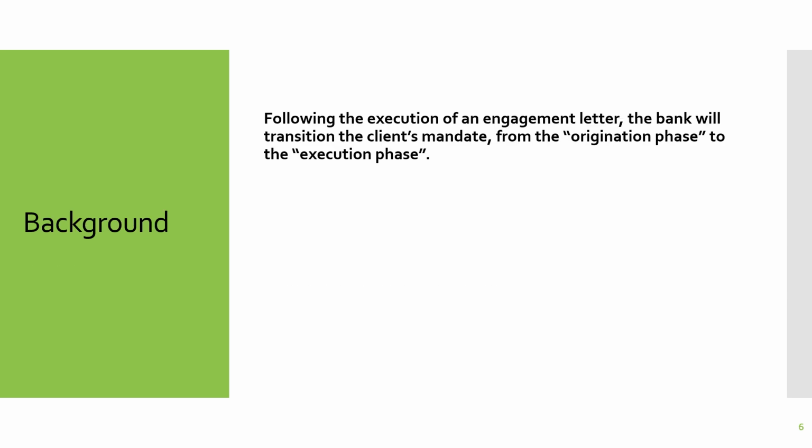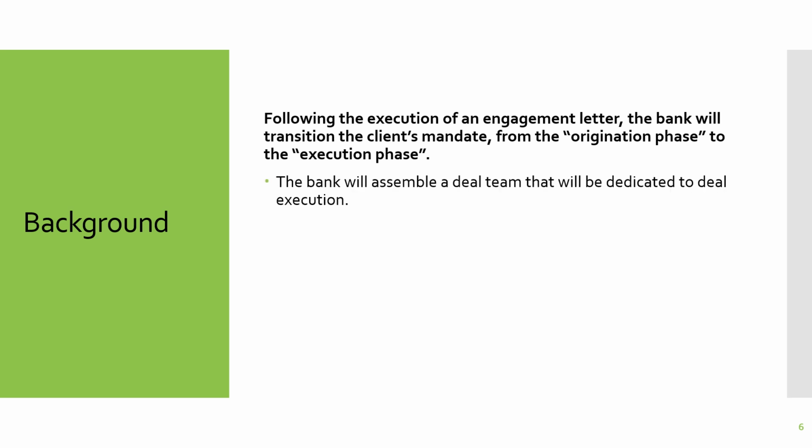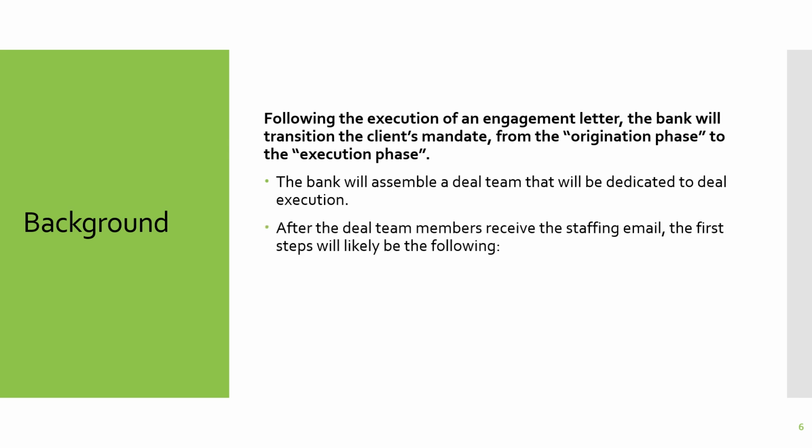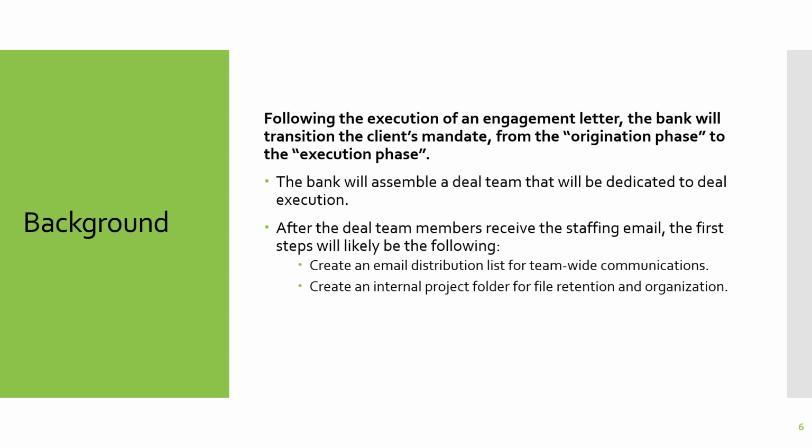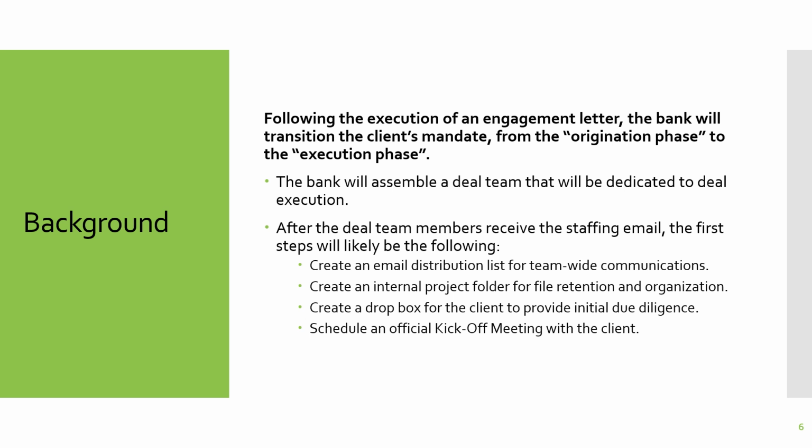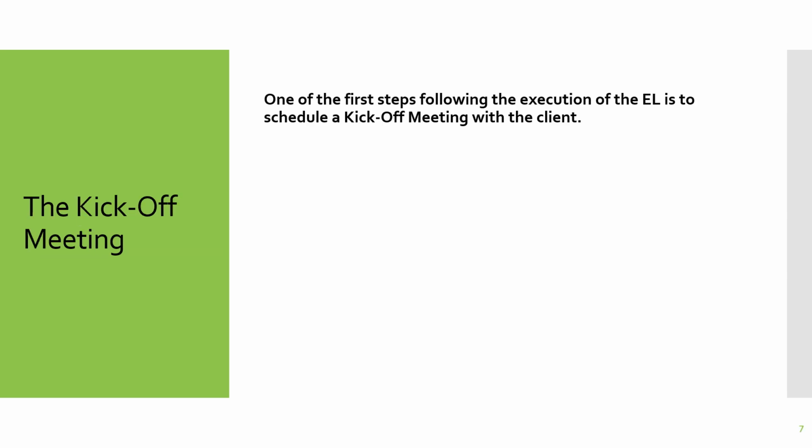Background. Following the execution of an EL, the bank will transition the client's mandate from the origination phase to the execution phase. The bank will assemble a deal team that will be dedicated to deal execution. After the deal team members receive the staffing email, some of the first steps will be: create an email distribution list, create an internal projects folder for file retention and organization, create a Dropbox for the client, and schedule the official kickoff meeting with the client.